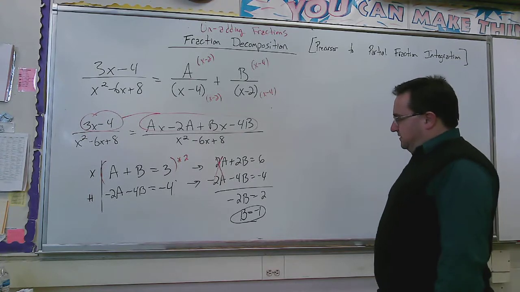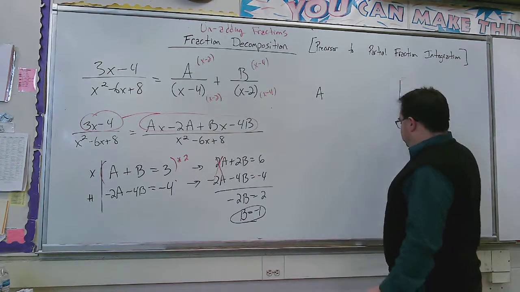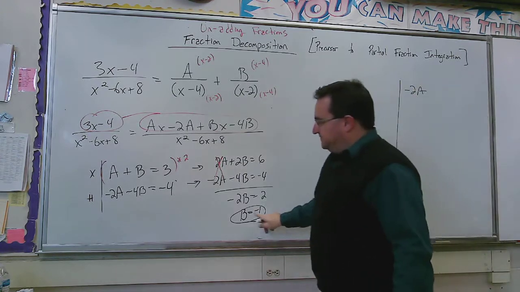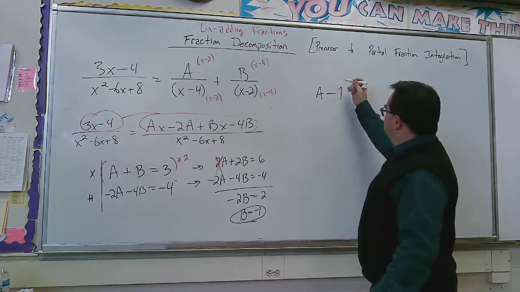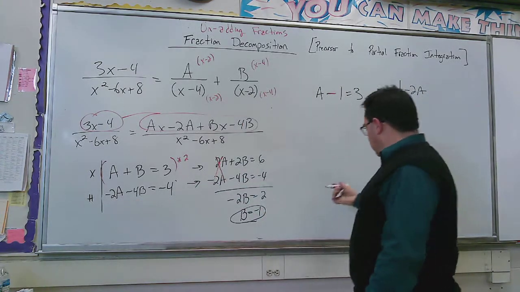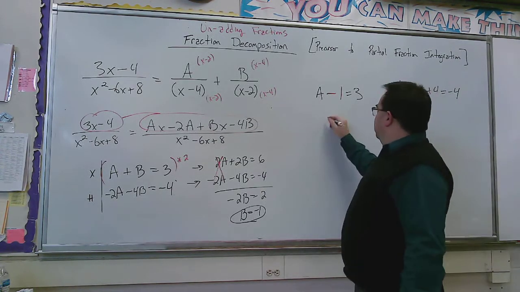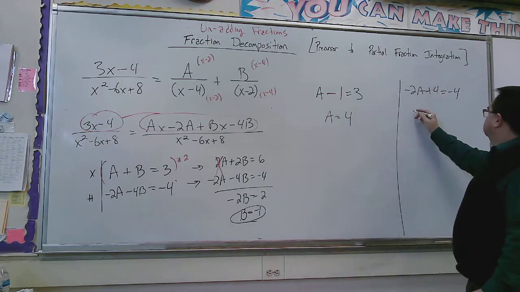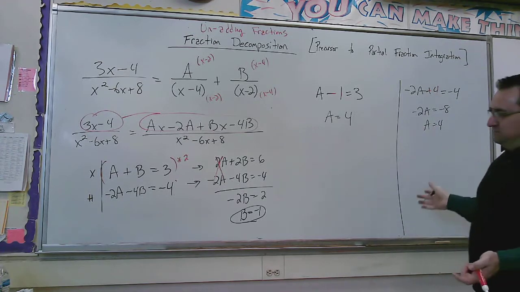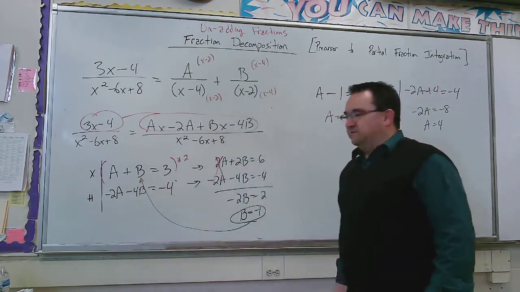What is a going to be? You can use either equation. Actually, I'll show you. You never do both, but I'll show you you can use both. So if b is minus 1, this would become a minus 1 equals 3. And this one will become minus 2a plus 4 equals minus 4. So let's see, I have a equals 4, minus 2a equals minus 8, a equals 4. So you don't got to solve it twice. I'm just showing you, it totally doesn't matter which equation you pick. You just plug that in for the variable and you find the other one.